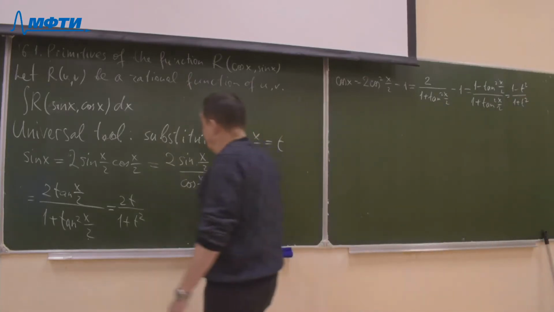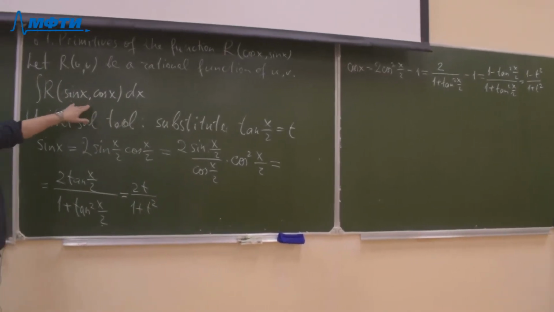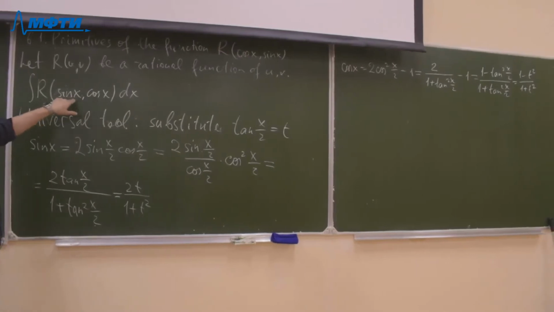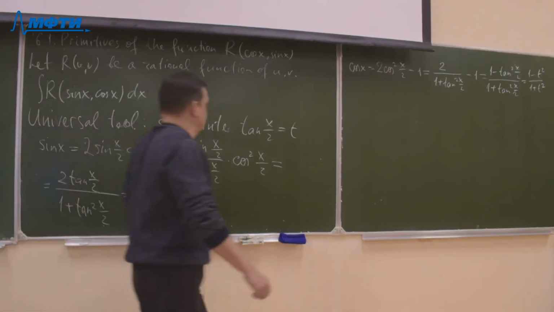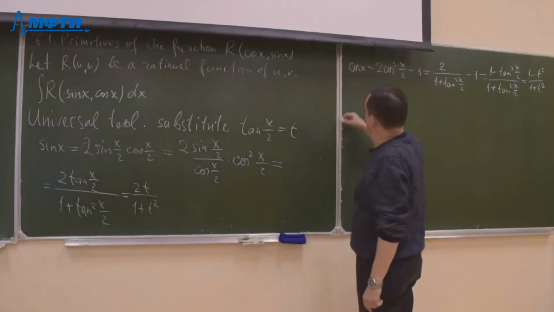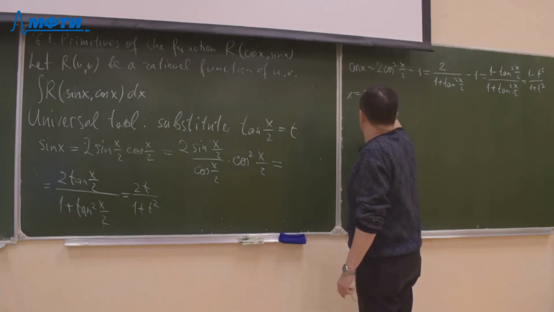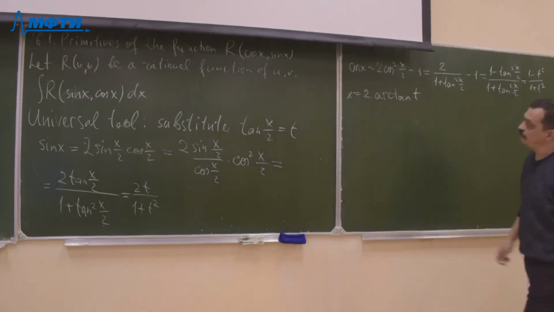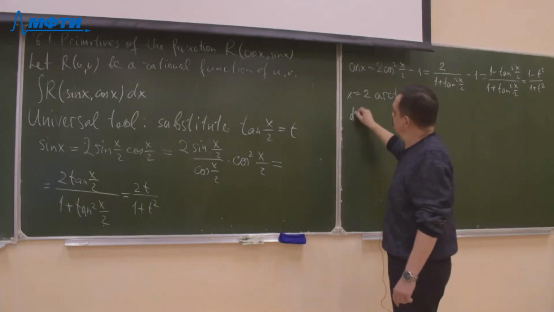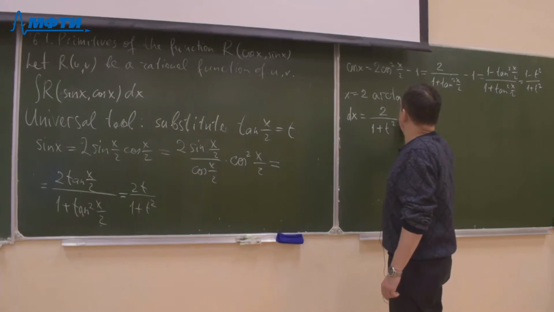So in this way, we obtain the representation for every appearance of x in R. But also we have dx. So what is dx? We can represent x equals 2 arctan t. So the derivative dx is 2 over 1 plus t squared dt.